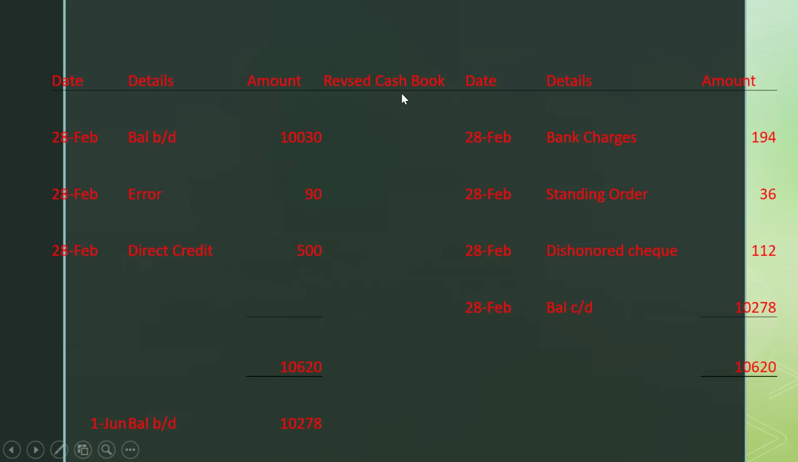And after we enter all of our transactions, we will balance it the same way we learned how to balance the accounts. We check to see which side is smaller. We go to the smaller side. For the last day of the month, details balance carried down. And the amount is the difference between both sides. I add up the bigger side minus the smaller side. I get my balance carried down. I put my totals. My totals should be equal. And then the first of the following month, that should be March. I don't know why you see June. First of March, balance brought down would be 10,278.